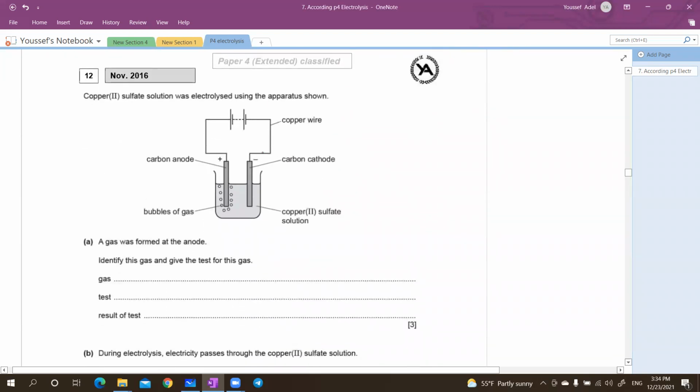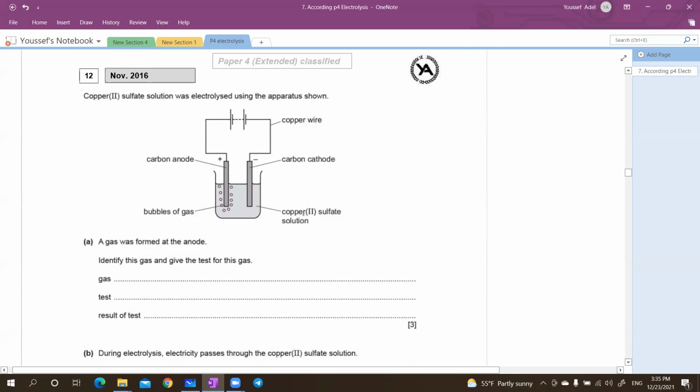Next, the copper sulfate solution was electrolyzed using the apparatus shown. While electrolyzing copper sulfate, you have to focus on whether it is made using carbon electrodes, inert, or copper electrodes, reactive. In this diagram, there are carbon electrodes, so it is inert. A gas was formed at the anode. Identify this gas and give the test for this gas.